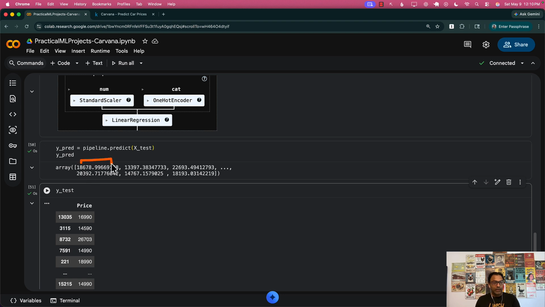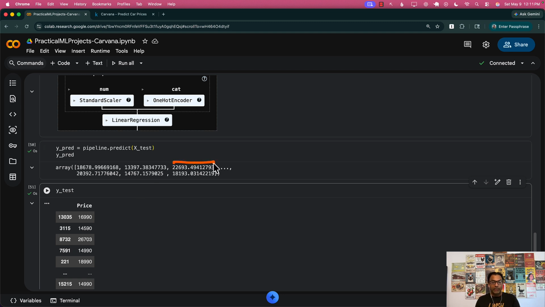The first one, the predicted value from our model is 18,678. But you can see that the first actual value is 16,000, or rounded about 17,000. Okay, not that big of a difference. It's maybe 1,500 or something like that. So that's fine. The next predicted value is 13, let's round it to 13,400. Well, the actual value was 14,500. So again, it's not a huge difference in these values.